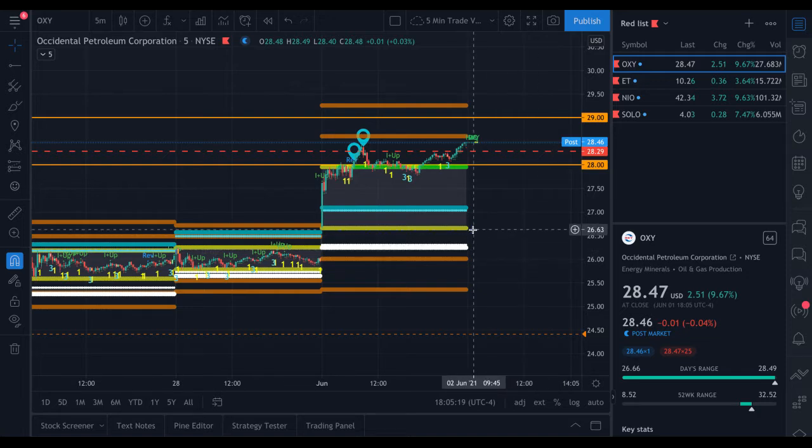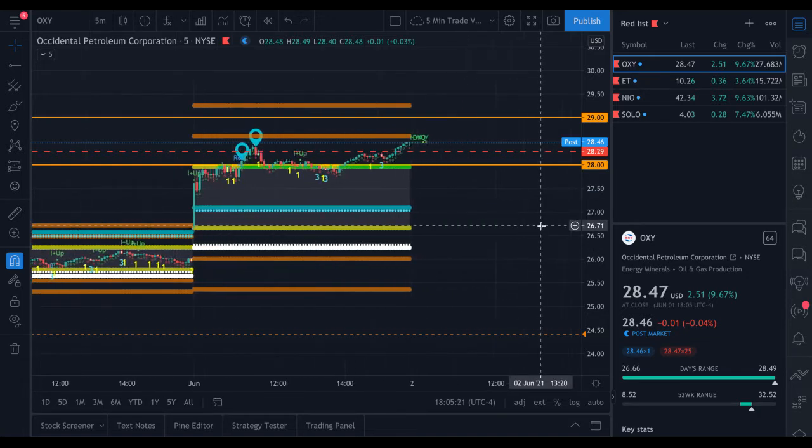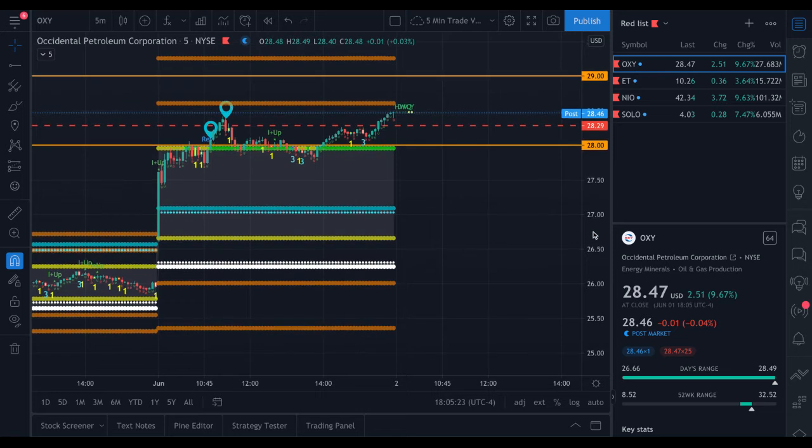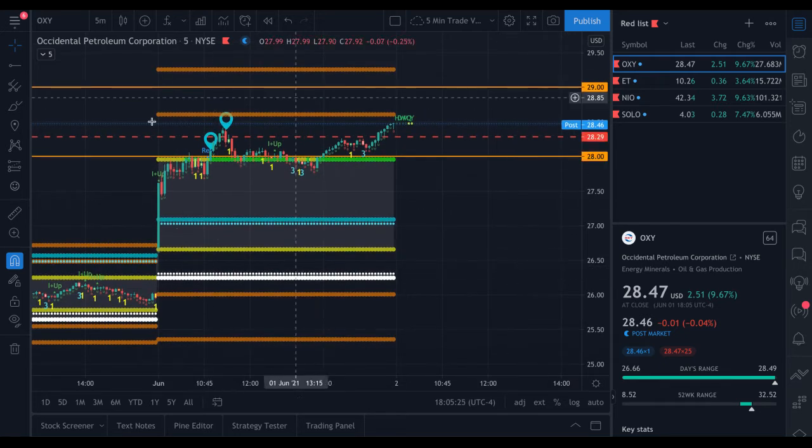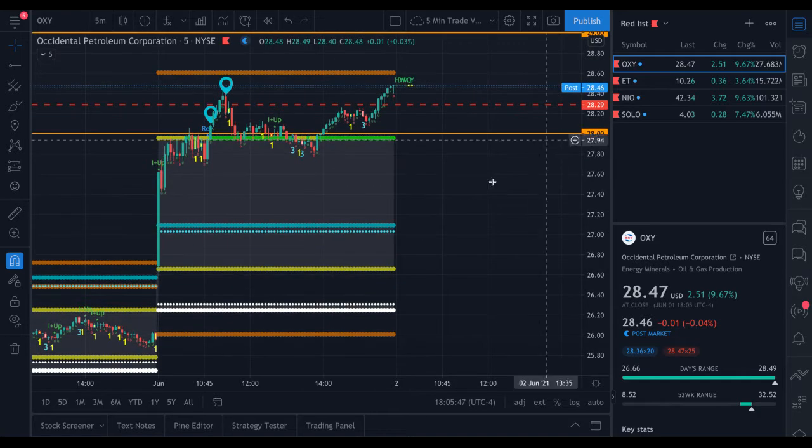So let's start with Oxy, OXY, right here. So if we look here, we're looking at the trading day on the 5-minute. If you're familiar with my videos, you know that I have some indicators on here. We have the orb strategy, which is the high and low of the first 30 minutes of trading. And then that builds out to targets based on that orb. And I additionally have the average daily range, which are represented by the yellow and blue lines here. So let's zoom in.